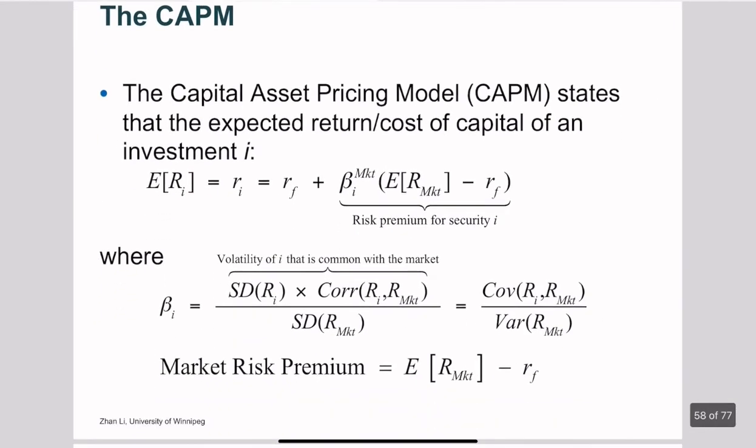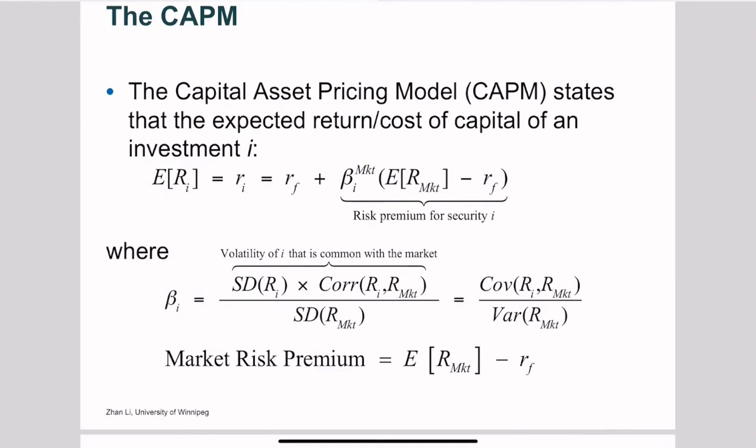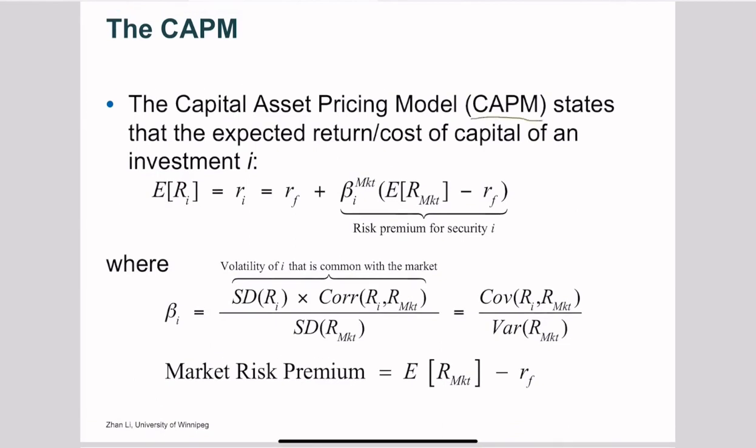Okay, now we could formally introduce the Capital Asset Pricing Model. The short name is CAPM. CAPM basically tells you how to calculate the cost of capital for an investment I. The expected return of investment I, or the cost of capital for investment I, equals the risk-free rate plus the beta of investment I with respect to the market portfolio times the expected return of the market portfolio minus the risk-free rate.